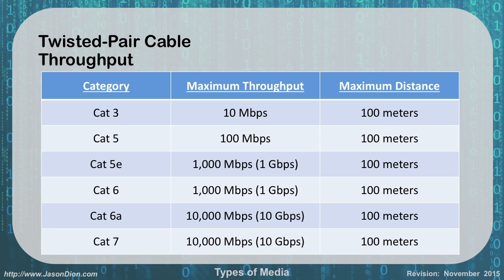If you're using a server room, you may find 6 or 7, or 6A or 7, because you may need that higher speed connection for backbone connections. But for end devices, Cat 5e or Cat 6 is fine.